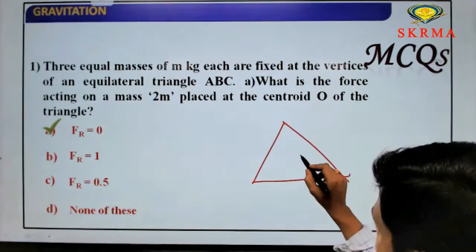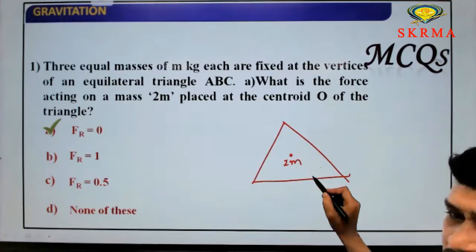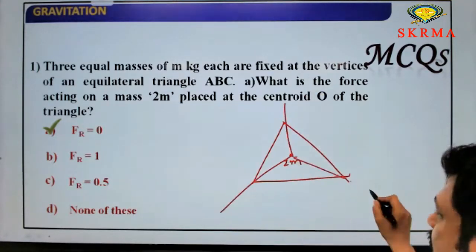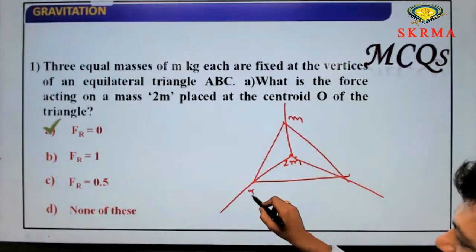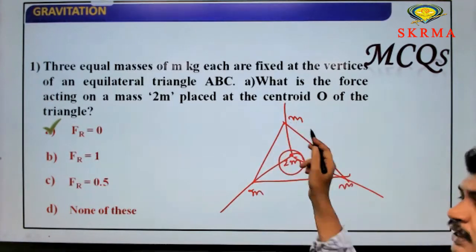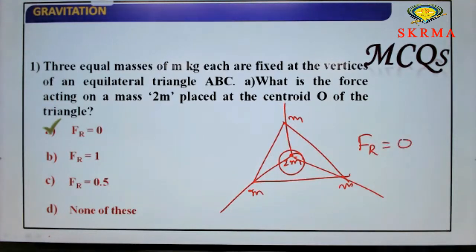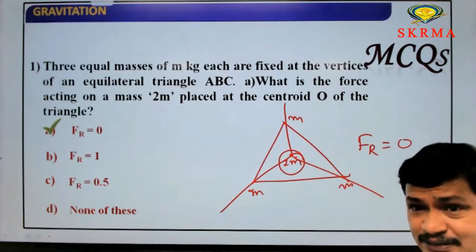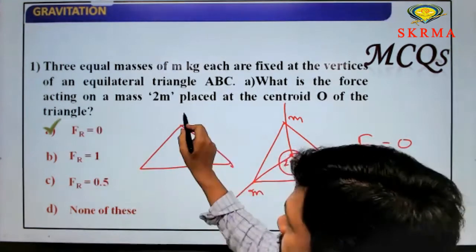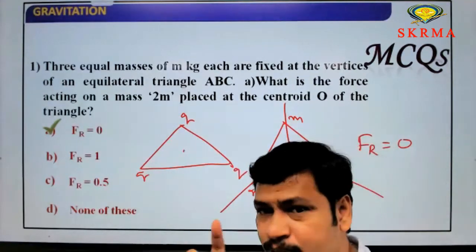this is the triangle and this is the centroid of the triangle. The mass 2m is placed at the centroid. With three masses placed on the vertices of the triangle, the net force acting on 2m due to these three masses is 0. F resultant is 0. The same problem you can solve in electrostatics, where three charges are placed, whatever amount they might be.